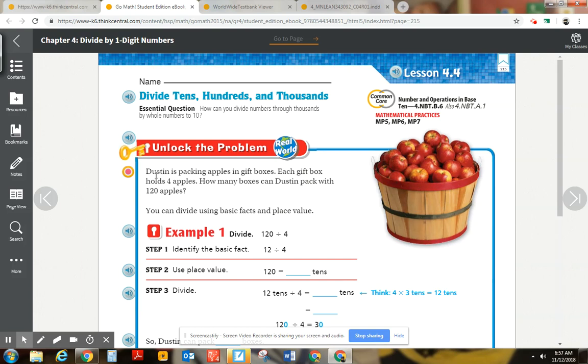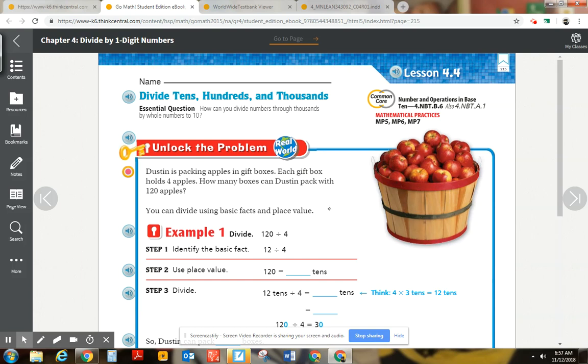This first problem reads: Dustin is packing apples in gift boxes. Each gift box holds 4 apples. How many boxes does Dustin pack with 120 apples? So we're going to be dividing 120 divided by 4.